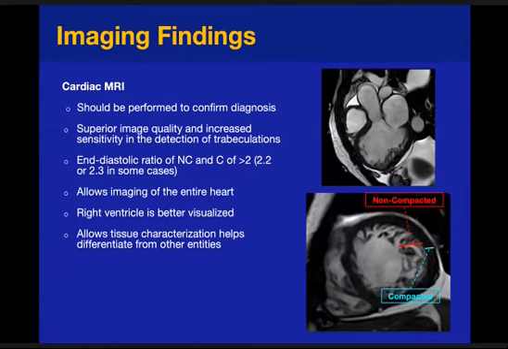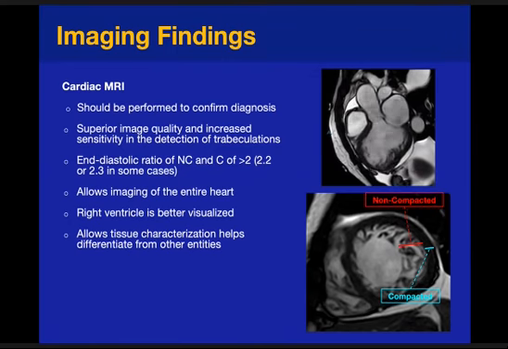As we saw in the index case, cardiac MRI should be performed to confirm the diagnosis suggested on echo. Since MRI has superior image quality, it has increased sensitivity in the detection of trabeculations. Classically, the diagnosis is made at end diastole, compared to end systole from echo, and a ratio of more than 2 is diagnostic. However, consensus is still being debated, so sometimes you see ranges of 2.3 or 2.5.